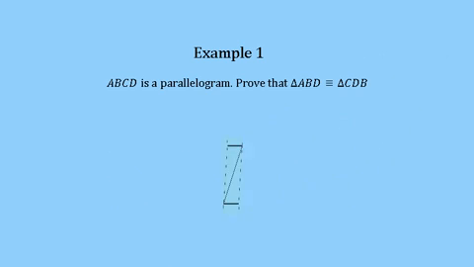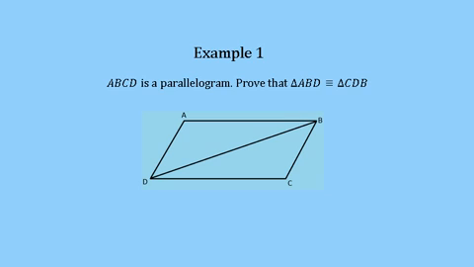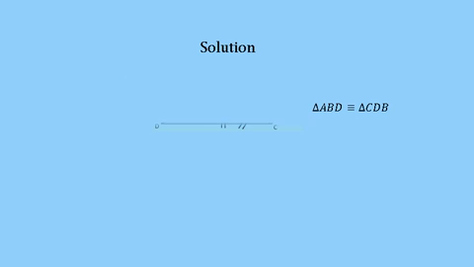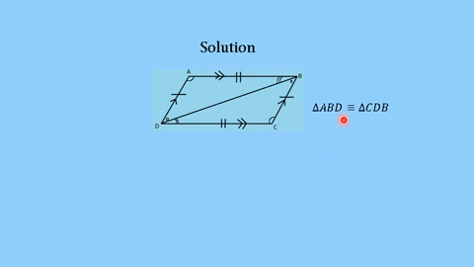Okay, example number 1. ABCD is a parallelogram. Prove that triangle ABD is congruent to triangle CDB. Okay, let's go straight to the solution. Solution. We are asked to prove that triangle ABD is congruent to triangle CDB. So first of all, you mark all equal sides and angles using the properties of a given polygon.